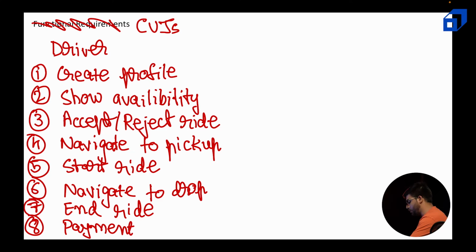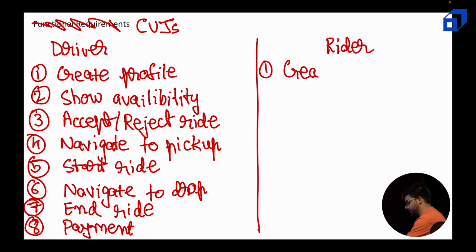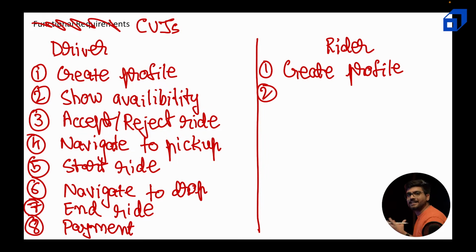Let's try to see what all are the customer user journeys for a rider. Same thing, they will also create their profile. Now, based on the location of the rider, it will show them what all cabs are there in the nearby. Like if you have opened the Uber application, whenever you open the application based on your current location, it will show some cabs which are available in the vicinity. So, show cabs nearby.